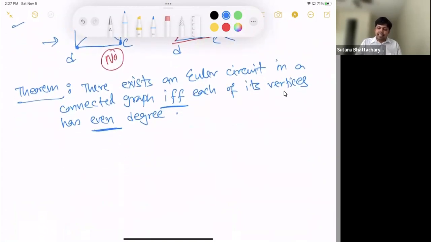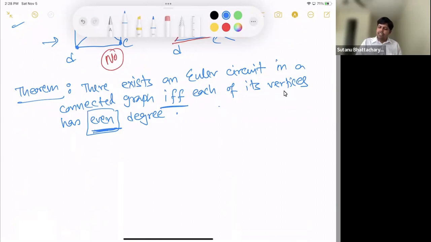It is saying that there exists an Euler circuit in a connected graph if and only if each of its vertices has even degree. This is one important property. If every vertex has even degree, then there will be an Euler circuit. Why? What is the logic behind that?